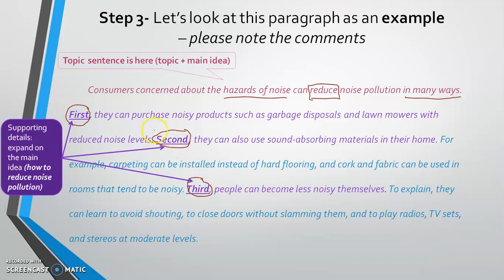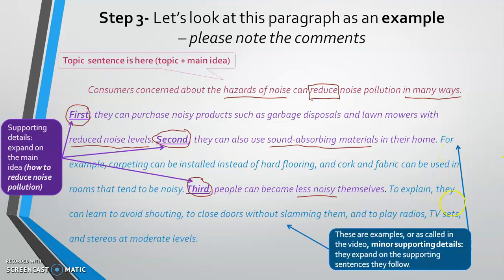details. The first one is about buying noisy products that have reduced noise levels. The second one is about using sound-absorbing materials at home. And the third one is about being less noisy themselves. Notice that these sentences in blue are examples, or as called in the video you watched, minor supporting details.